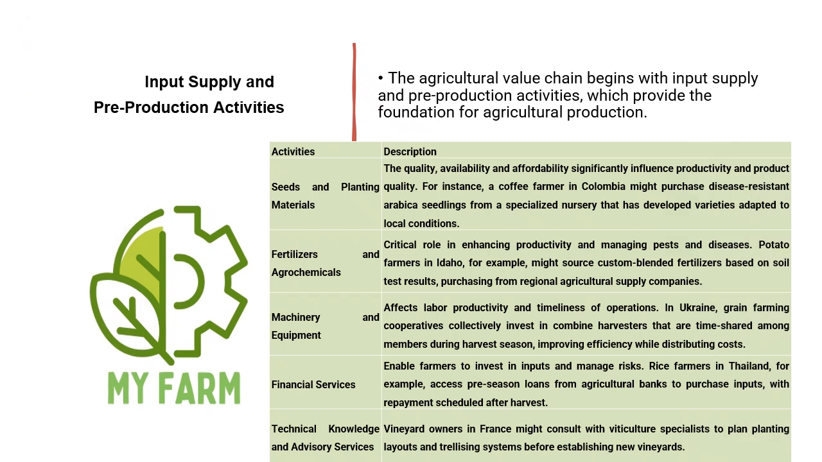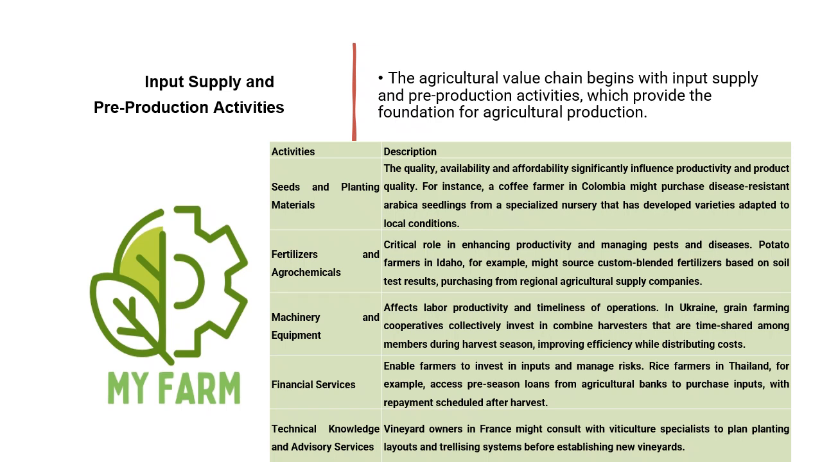Let's examine the first component in detail: input supply and pre-production activities. This is where the agricultural value chain begins, providing the foundation for all subsequent production. Seeds and planting materials are fundamental. The quality, availability, and affordability of seeds significantly influence both productivity and final product quality.